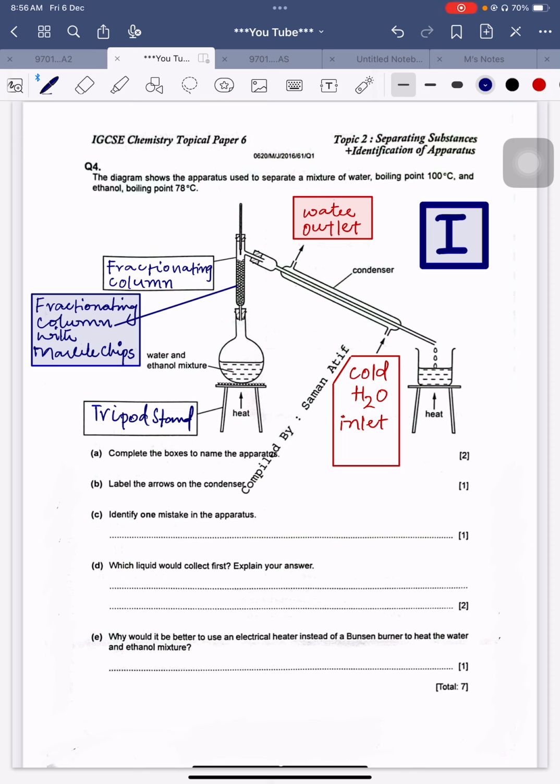Currently, you can see there is a question related to separation of substances and identification of the apparatus in front of me. We can read the question first of all. The statement of the question tells you the diagram shows the apparatus used to separate a mixture of water, boiling point of water is 100 degrees Celsius, and ethanol, boiling point of ethanol is 78 degrees Celsius.